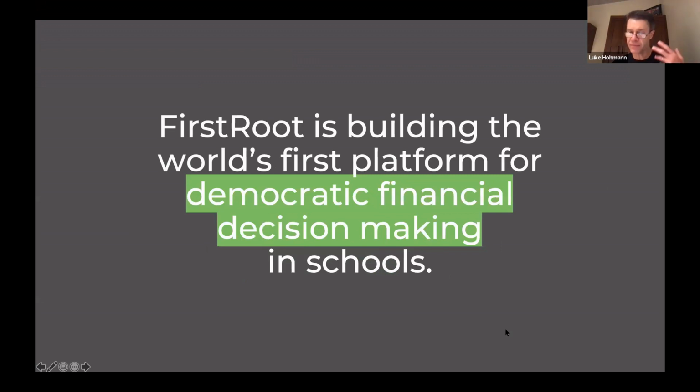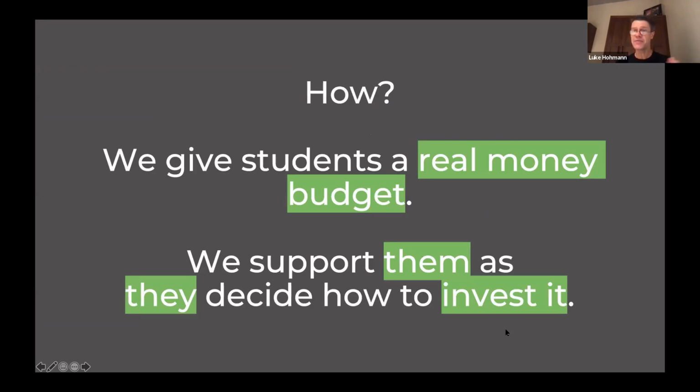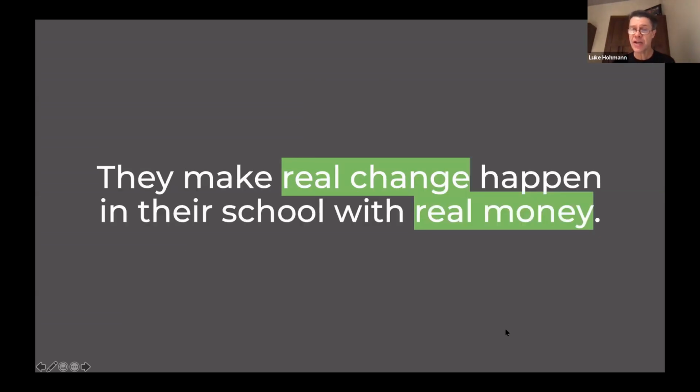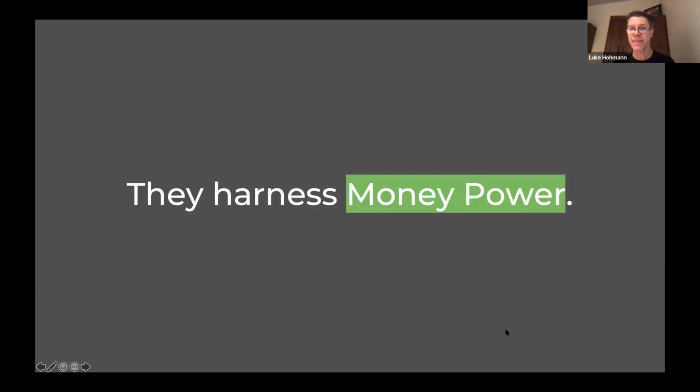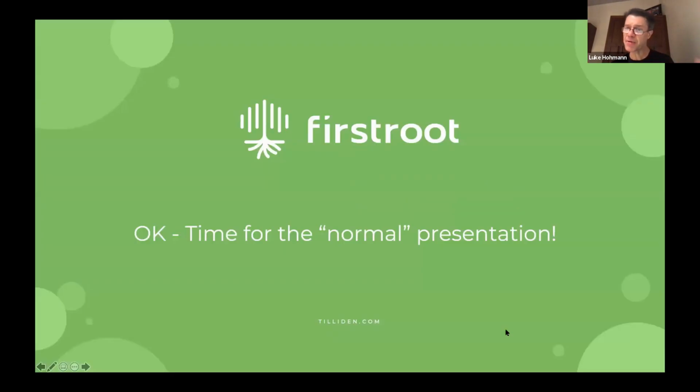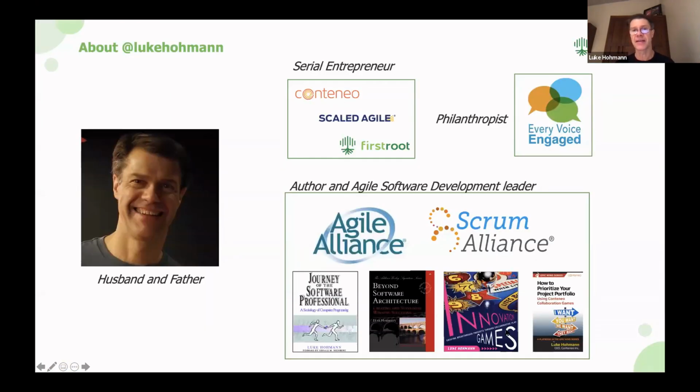And we're building the first platform for democratic financial decision-making in schools. How? As you've surmised, we give students a real money budget and we support them as they decide how to invest it. They make real change happen in their school with real money. They harness money power. So that's the preamble. That's our inspiration. And now we're going to talk about how we're building this thing.